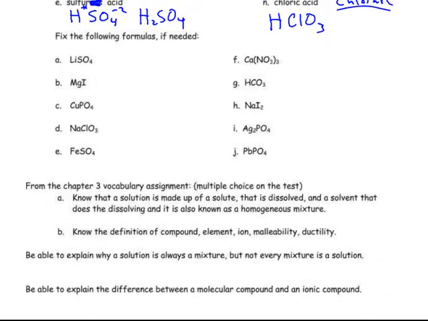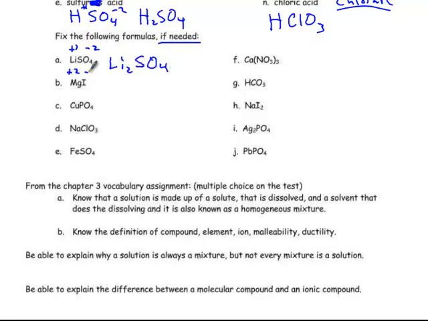Fix the formulas. What this means, now notice I changed it a little bit, if needed. So now you have to use your higher order thinking skills. You've got to demonstrate you know what you're talking about. By looking at this, I know it's wrong because lithium is a plus 1 and sulfate is a minus 2. So the correct formula for that one is Li2SO4.